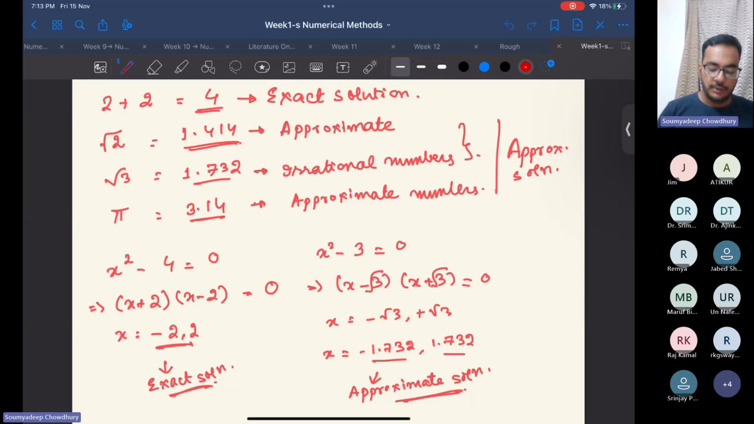Okay, so that's what I was telling. If we get two solutions like plus minus root 3, it is not an exact solution. It is an approximate solution, because the value of x we can report only after rounding it off up to a particular number of digits after the decimal point. Like if we want to round off x to 3 digits after the decimal point, we can write it as minus 1.732. However, that is not the exact solution.